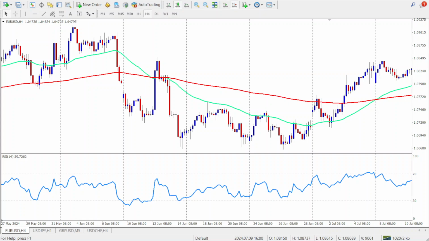All right, traders, there you have it, the moving average crossover with RSI strategy. It's an excellent setup to identify trend reversals and confirm momentum shifts, giving you a stronger edge in the market.